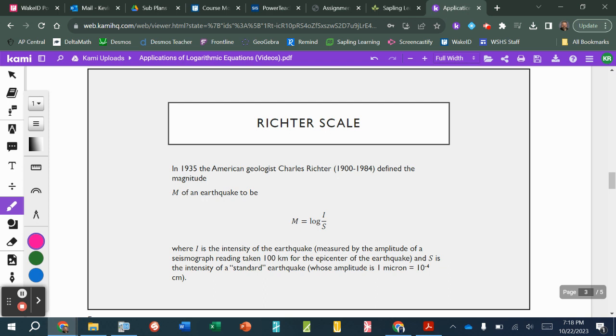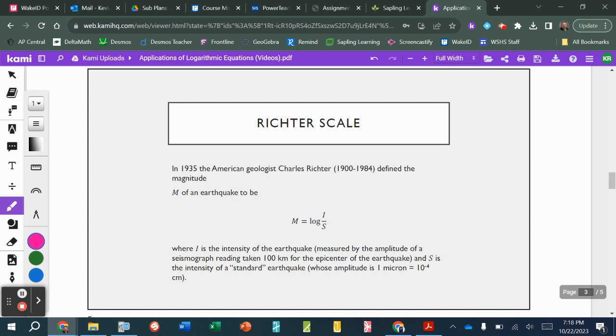All right, this video is to introduce you to a formula for the Richter scale invented by Charles Richter in the early 1900s. And this is what's used to measure earthquakes that we see in the news. They'll always give a Richter scale rating. So as I said, Charles Richter invented it in the early 1900s.